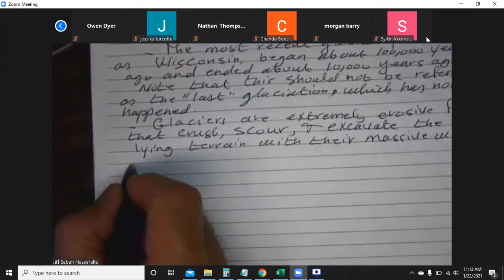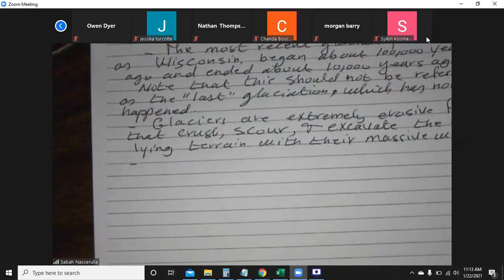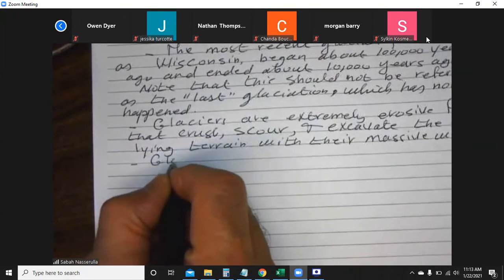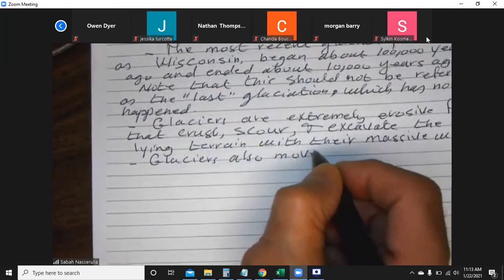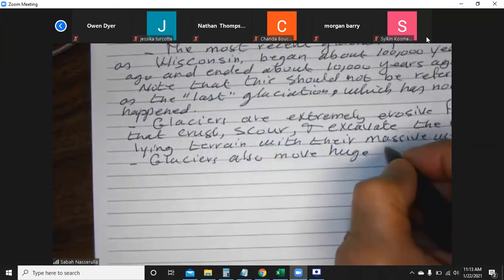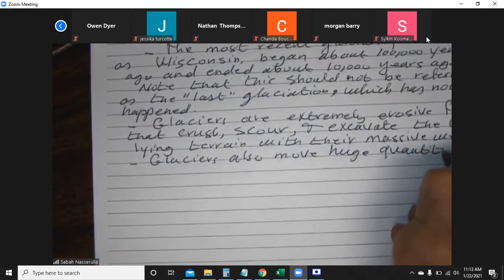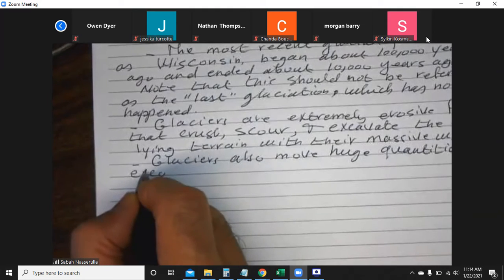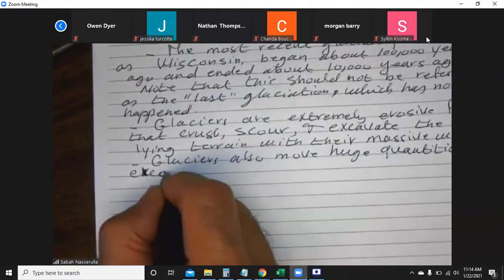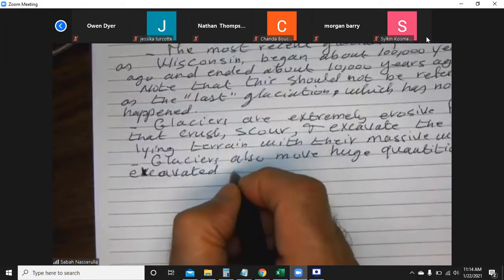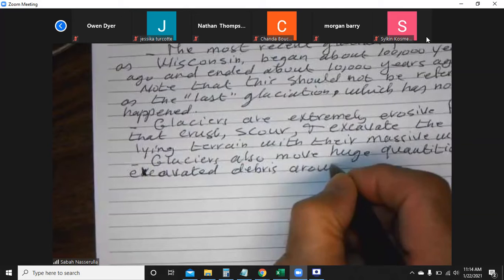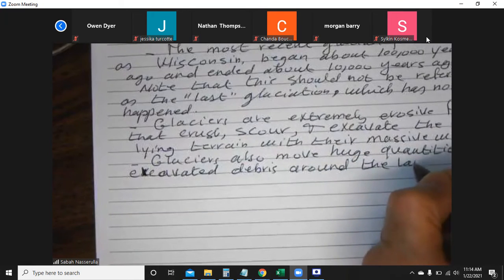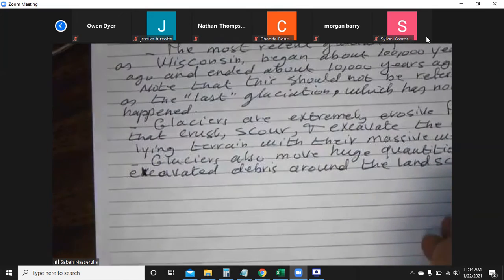Also to mention, glaciers move huge quantities of excavated debris around the landscape.